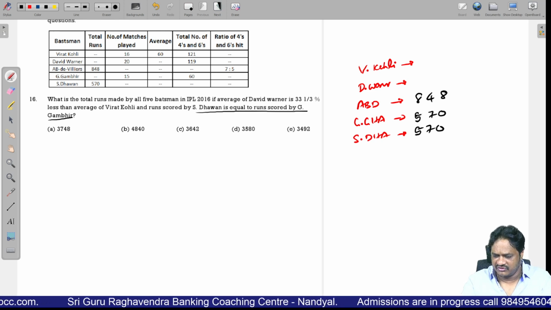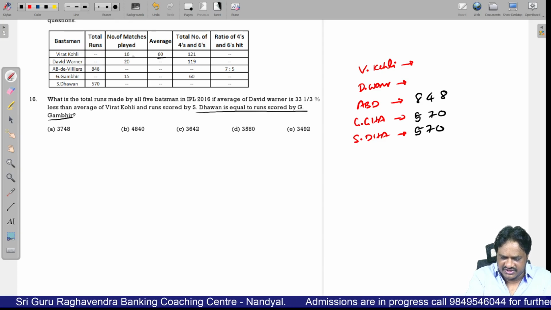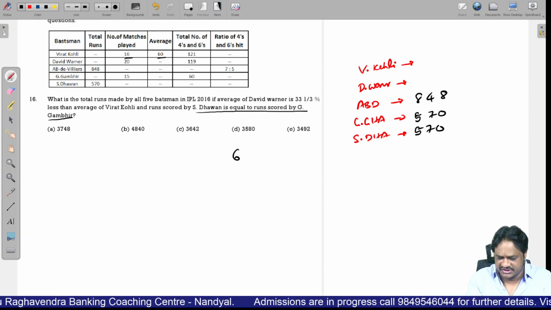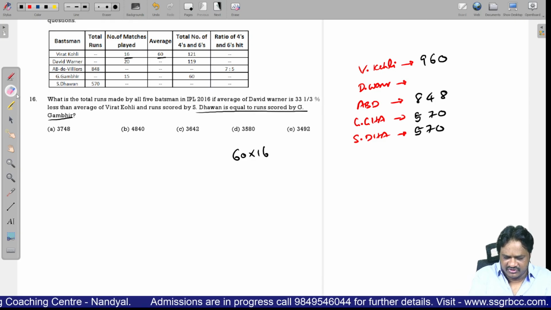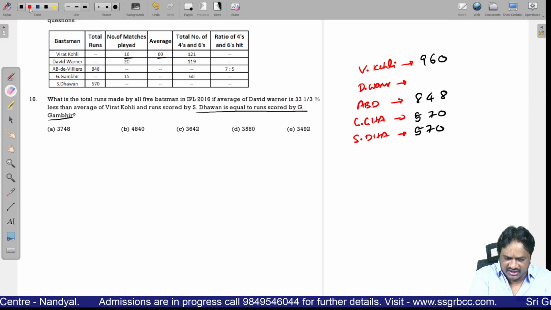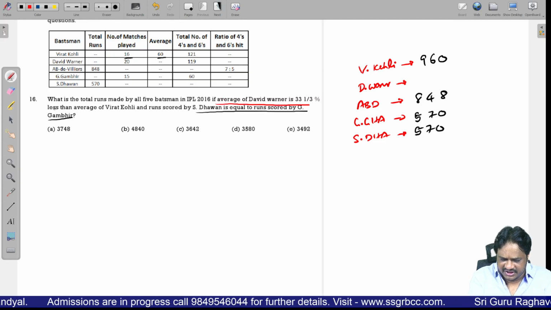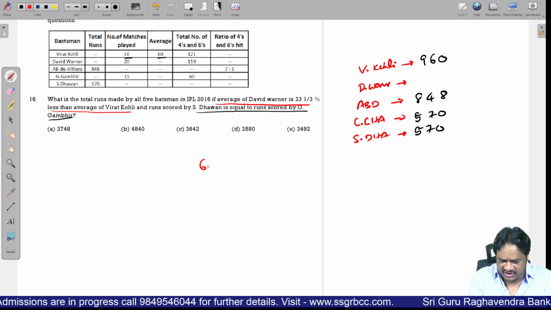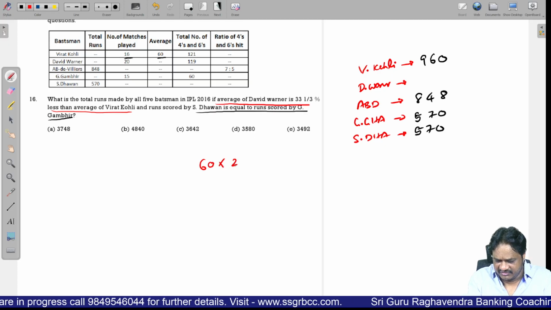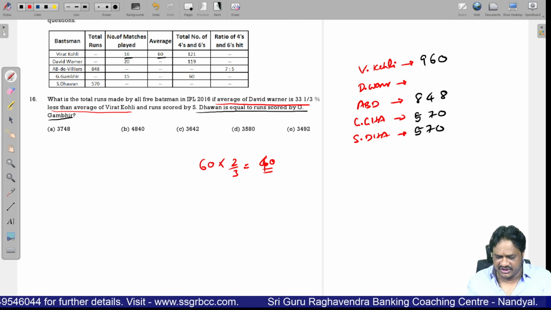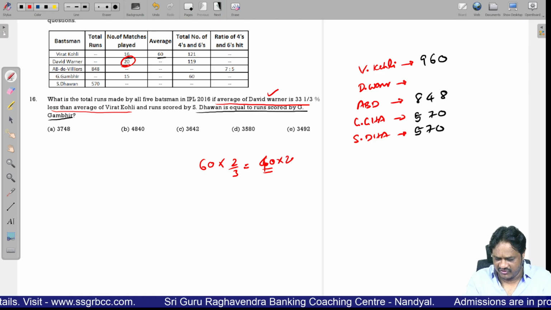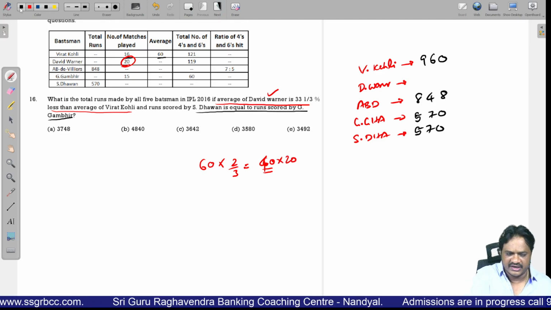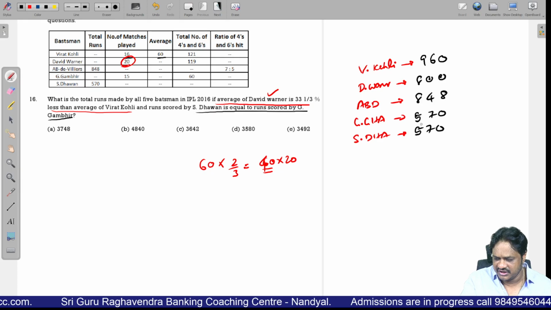We have to find Virat Kohli and David Warner. Virat Kohli, the average is 60. Total number of matches played 16. So what is 60 into 16? 960. If you come to David Warner, the average is 33 1 by 3 less than Virat Kohli average. What is Virat Kohli average? 60. 33 1 by 3 less means 2 by 3. That will give 40. 40 is the average of David Warner. David Warner is playing 20 matches. So 40 into 20 is equal to 800. How many runs? 800.